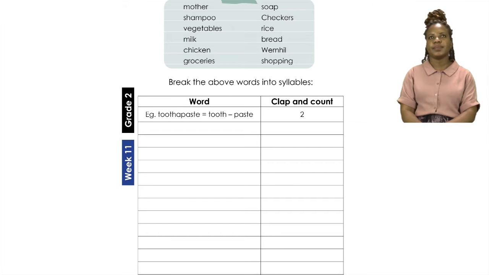These are our words that we are going to have to clap and count the syllables. So we're going to be doing some breaking down of the words. They have given you an example. The example is the word toothpaste. And they say that it is 2 counts. So let us clap 2 counts, trying to say the word toothpaste. Are you ready? Let's go.